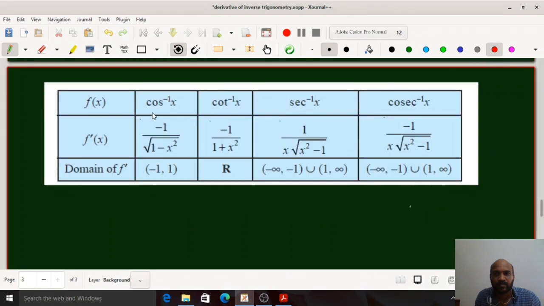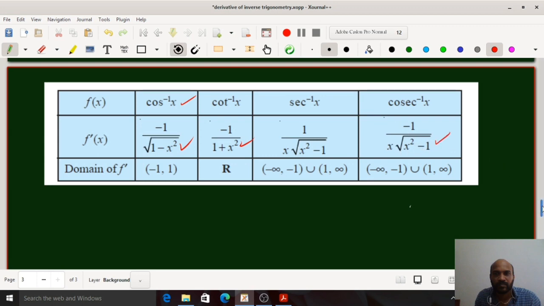So dear students, the derivative of sin inverse x equals 1 by root of 1 minus x square, and the derivative of cos inverse x is minus 1 by root of 1 minus x square. The derivative of tan inverse x is 1 by 1 plus x square, and the derivative of cot inverse x is minus 1 by 1 plus x square. The derivative of sec inverse x equals 1 by x into root of x square minus 1, and the derivative of cosec inverse of x will be minus 1 by x into root of x square minus 1.